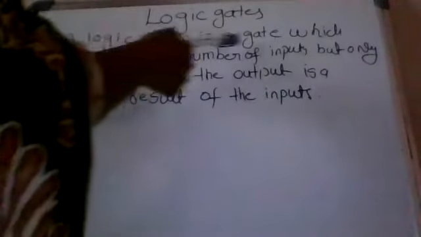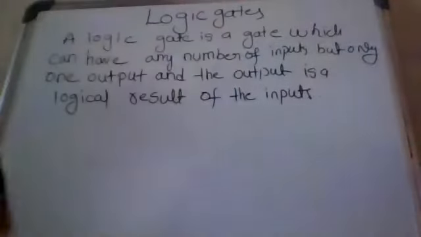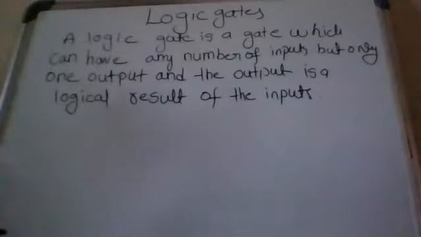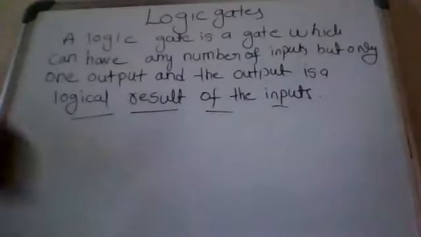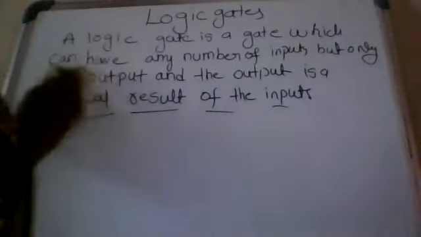So a logic gate is a gate, or we can call it a device, which can have any number of inputs but only one output, and the output is a logical result of the inputs. This is the definition of the logic gate. So logic gate is a gate. We can also call it a device.